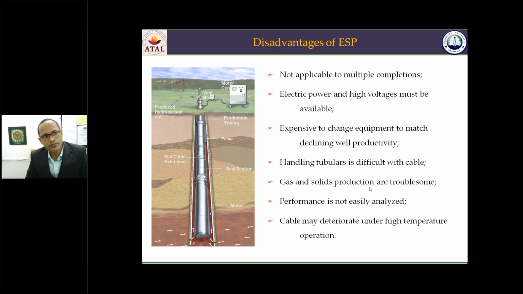Now, there are some disadvantages of ESP also. In case of multiple completions, where the fluid is coming from different zones, this system is not very applicable, or it does not give good results. Also, electrical power and high voltages are required, and it is very expensive to change the equipment. Handling the tubulars is also difficult because the cable is there. And if gas comes, then the efficiency of the pump decreases. So we have to take care, because if there is gas, the efficiency of the system decreases.